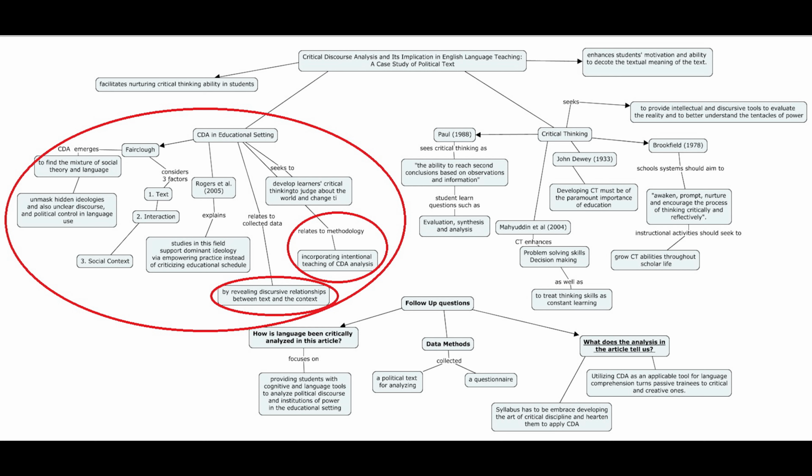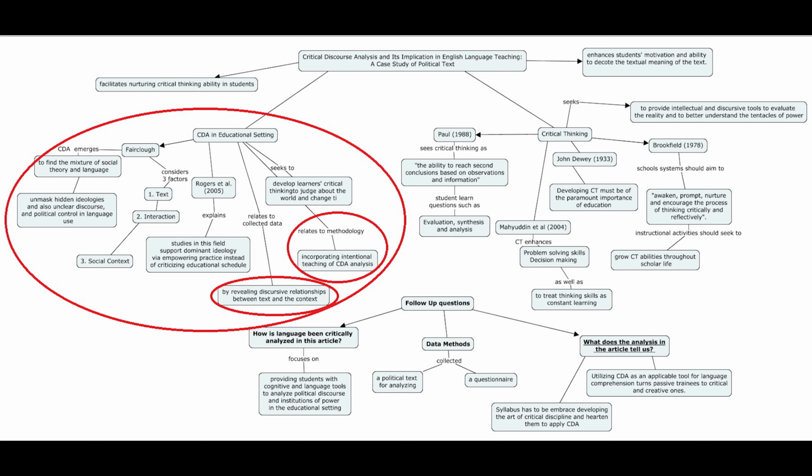Fairclough considers three important aspects when it comes to analyzing the discourse in the educational setting: text, interaction, and social context. Additionally, Rogers et al. explain that studies in the field support dominant ideology via empowering practice instead of criticizing the educational schedule, meaning that practices are basically means through which ideologies and power are transferred without giving learners tools and opportunities to reflect on what they are consuming, which in this case are the English language texts.